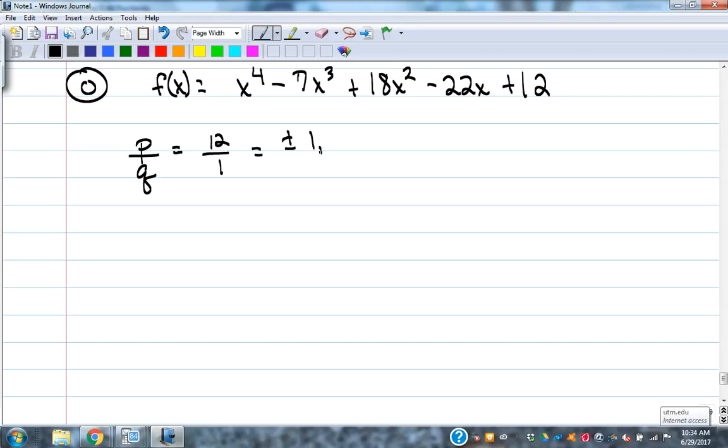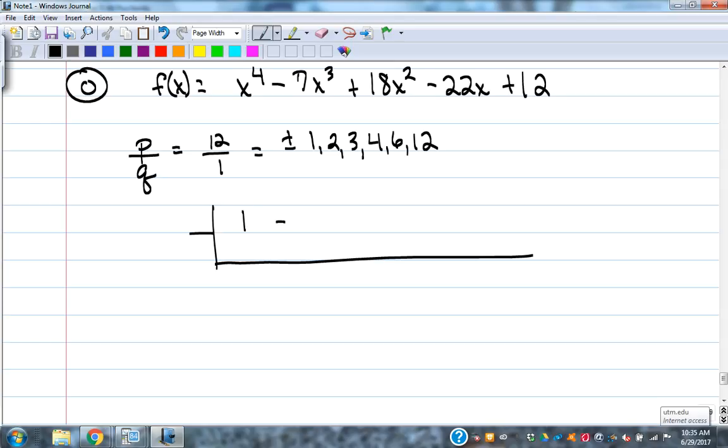All right, so we got factors of 12 over the factors of 1. So that's 1, 2, 3, 4, 6, and 12. Yeah, 12 different possible answers out of that. And then I'm going to do synthetic division. How many times do we need to do synthetic division on this problem? Twice, yeah, because it's fourth power. It's going to take 2 times to get it down to an x squared.